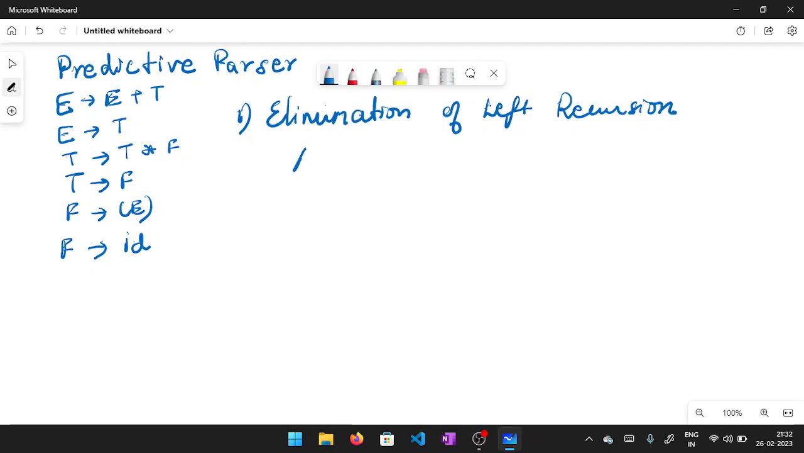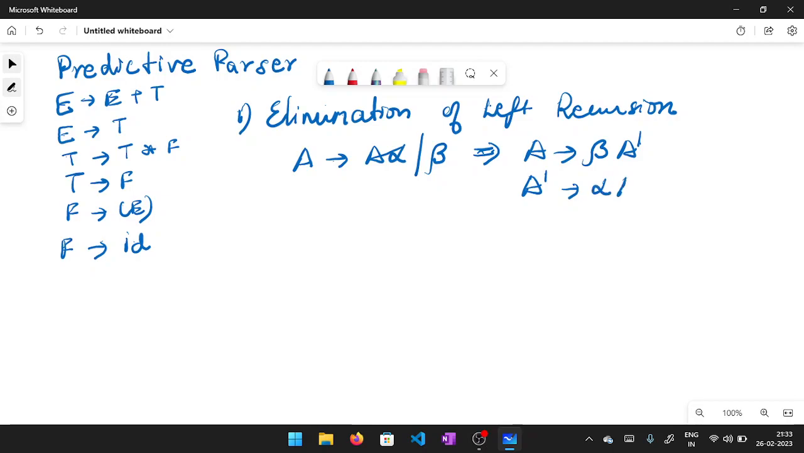So the formula for left recursion is A tends to A alpha or beta, then A tends to beta A dash, and A dash tends to alpha A dash or epsilon, right? So this is the formula for elimination of left recursion.